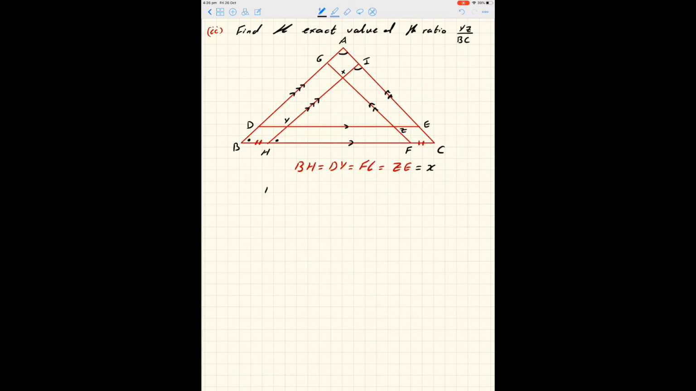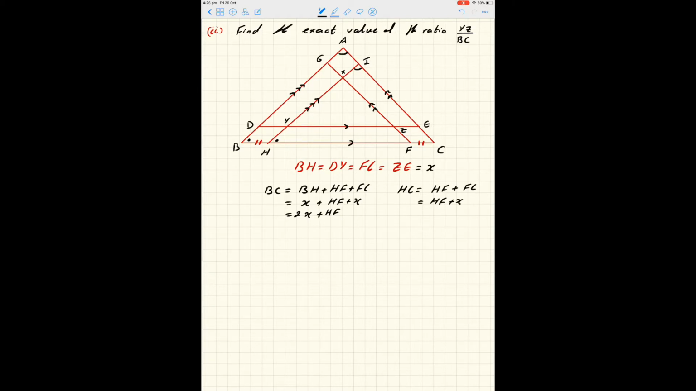So let's start with BC, everybody. I've got BC, which is made up of BH plus HF plus FC. BH, we already mentioned, is equal to x. FC is also equal to x. So we have x plus HF plus x, which is 2x plus HF. That's BC. HC on its own is simply HF plus FC, and FC is also x, so we end up with HF plus x.